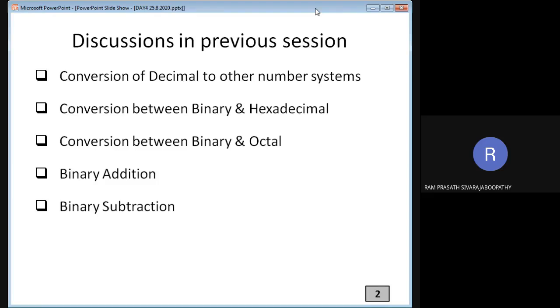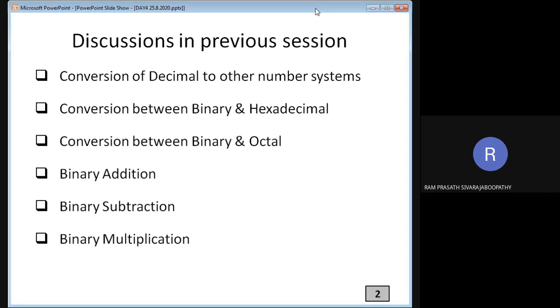Fine. Then binary subtraction. Similarly, we have discussed binary subtraction. Before subtraction, the size of both numbers must be the same. Clear? So here 0 minus 0, 0 minus 1, 1 minus 0 and 1 minus 1. Out of these 4 combinations, in which combination will we get a borrow? 0 minus 1. Very good. Thank you.